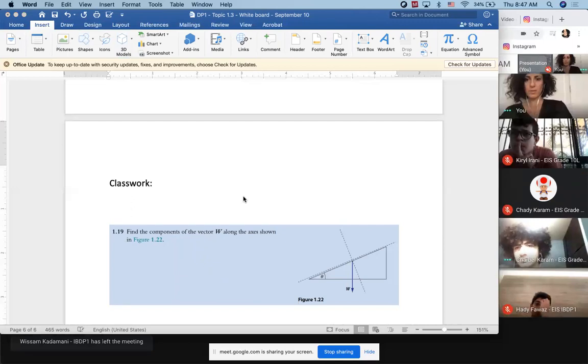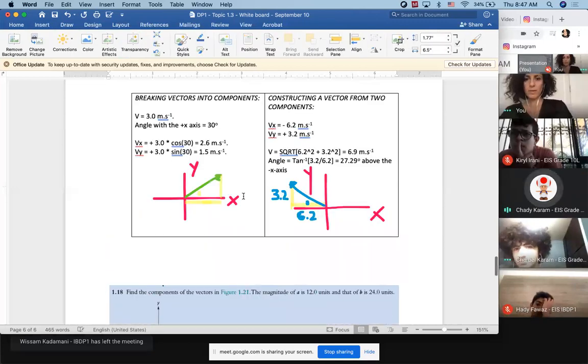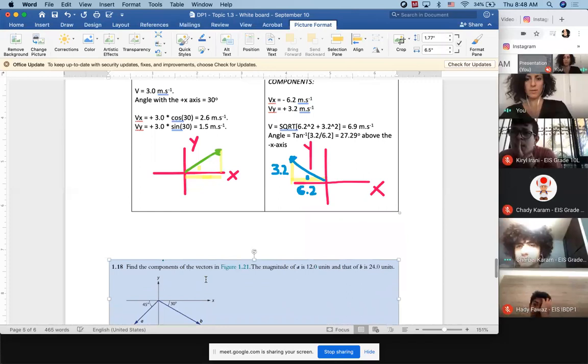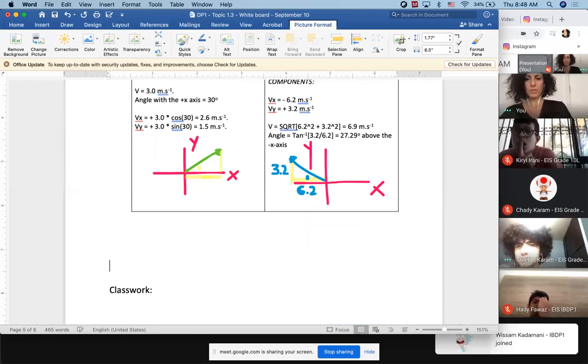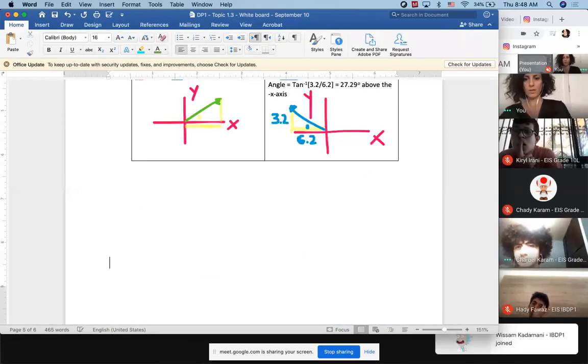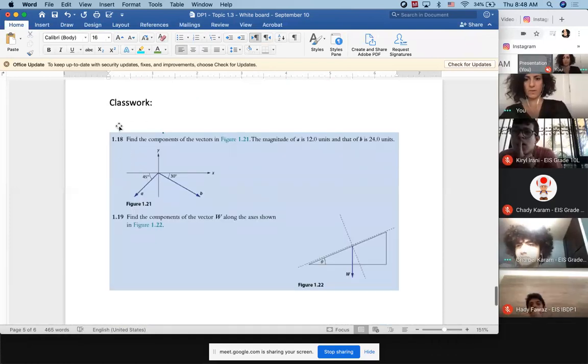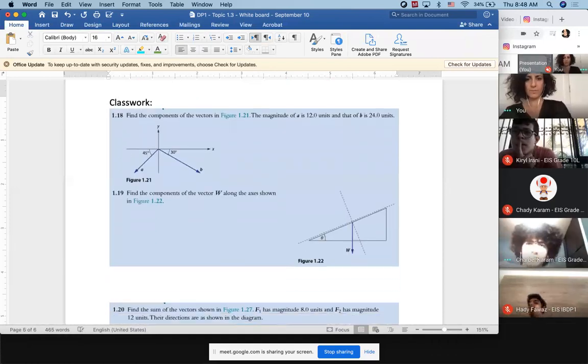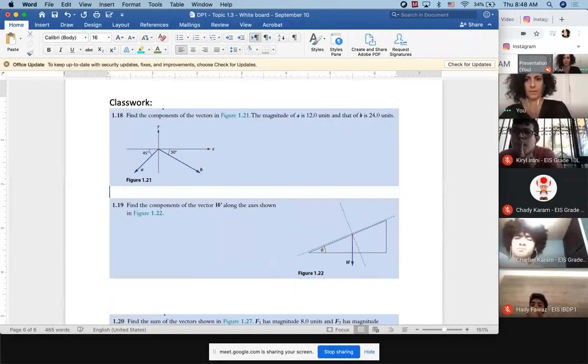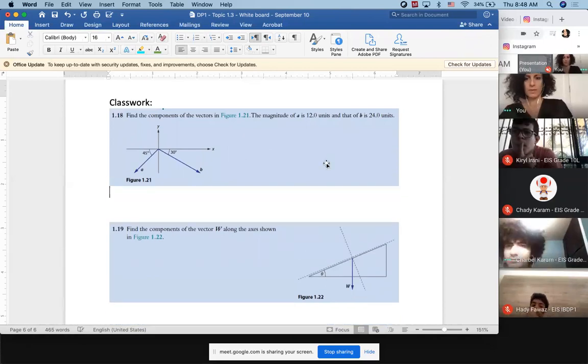Okay. It's here. Where do we find these problems or the vectors? Should I say it again? Okay, I will let you know. So let's try to do this together.